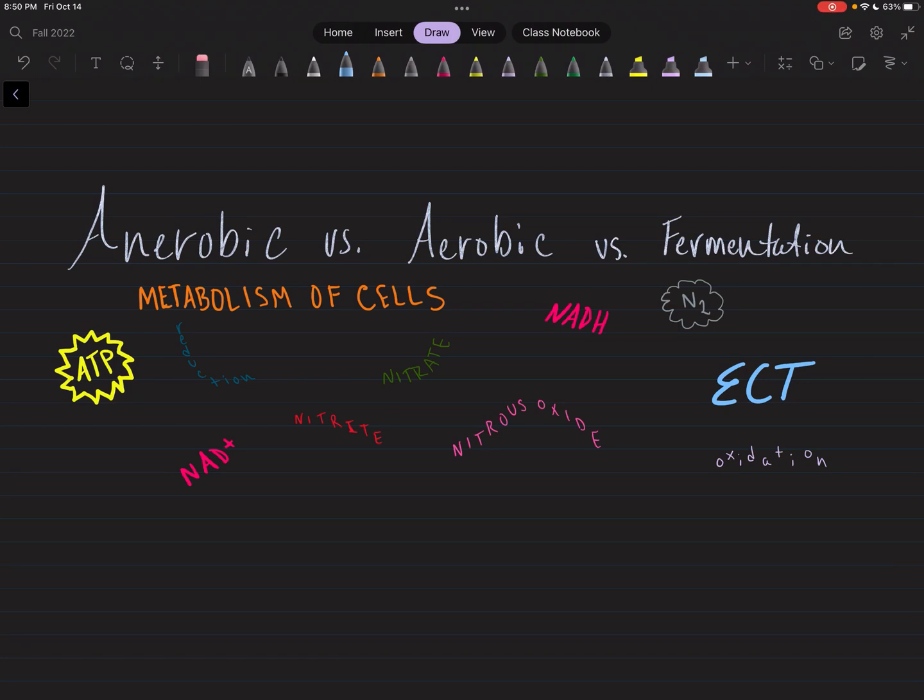Anaerobic versus aerobic versus fermentation, metabolism of cells. We're going to talk about how cells generate ATP, which is energy. There's respiration, both anaerobic and aerobic, without air and with air, respectively, and then there is fermentation into alcohol, lactic acid, etc.